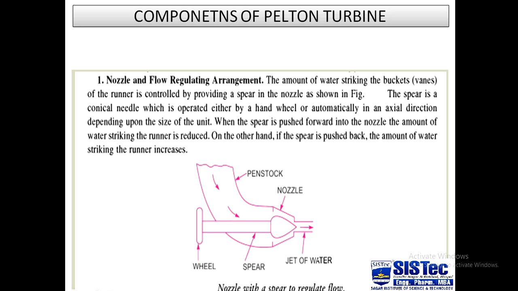In the nozzle, two pieces of equipment or arrangements are installed. These are known as the regulating arrangement. The first one is the spear and the next one is the deflector. In the next lecture, when we discuss the working procedure of the Pelton turbine, we will discuss the function of the spear as well as the deflector.